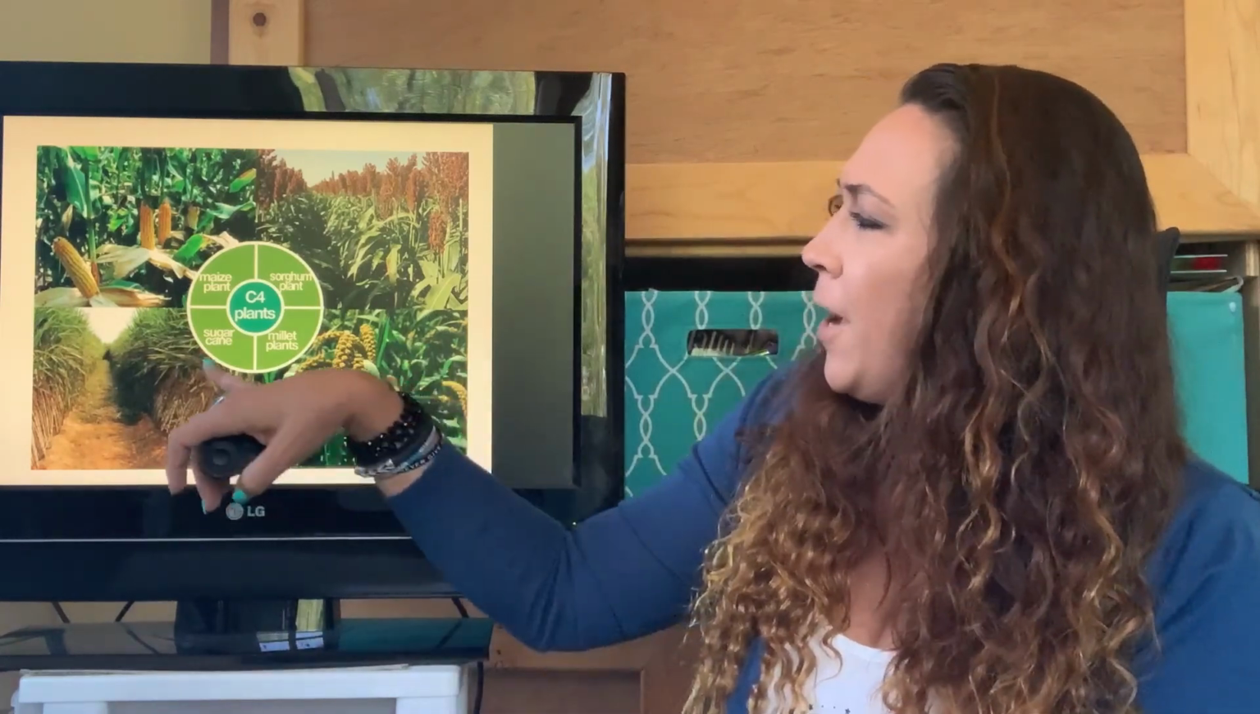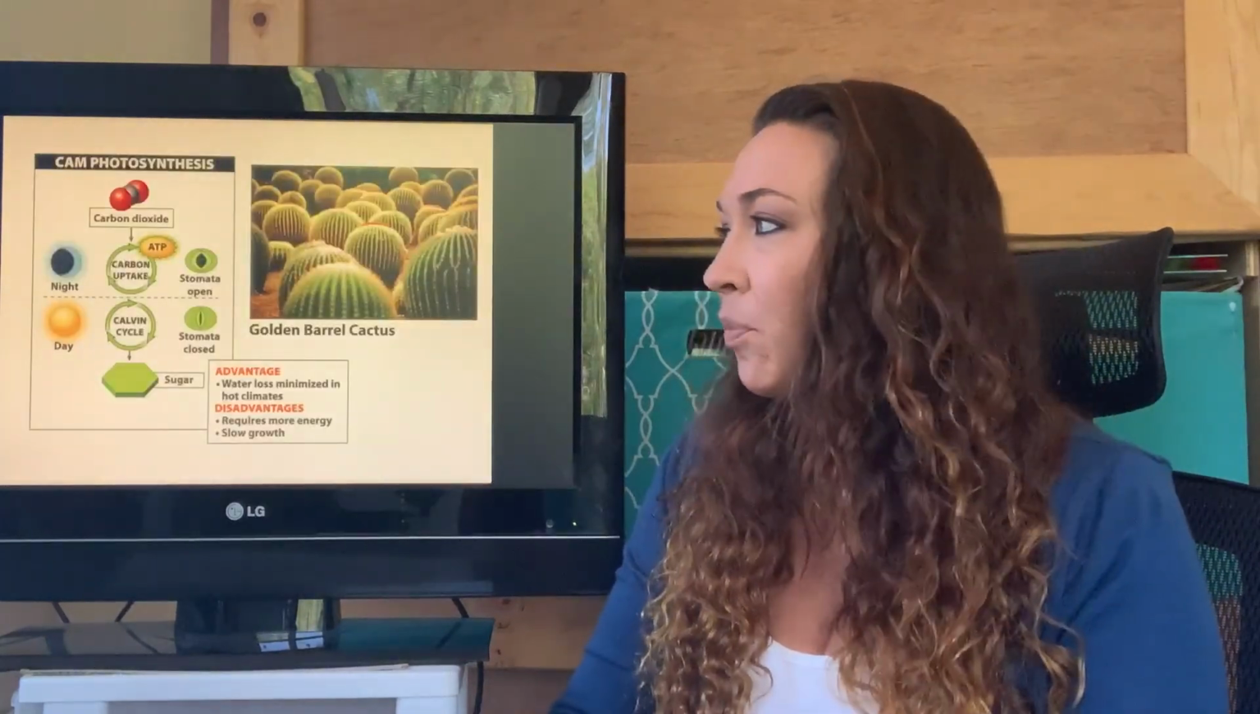These are more just examples of some common C4 plants that you might need to know. A lot of the plants that we eat, like wheat, sugarcane, and maize, which is just corn, are again going to be those C4 plants.